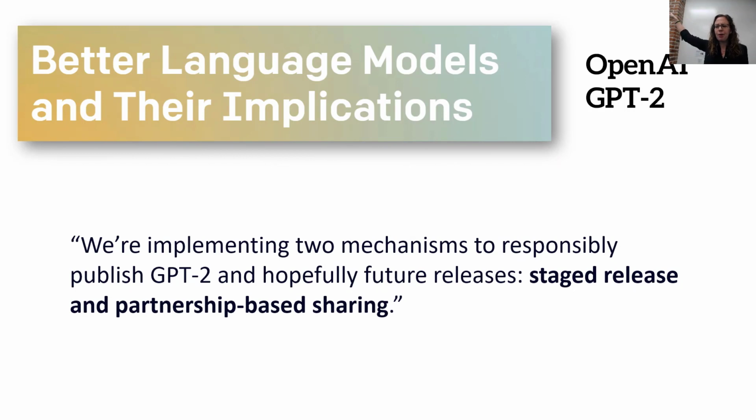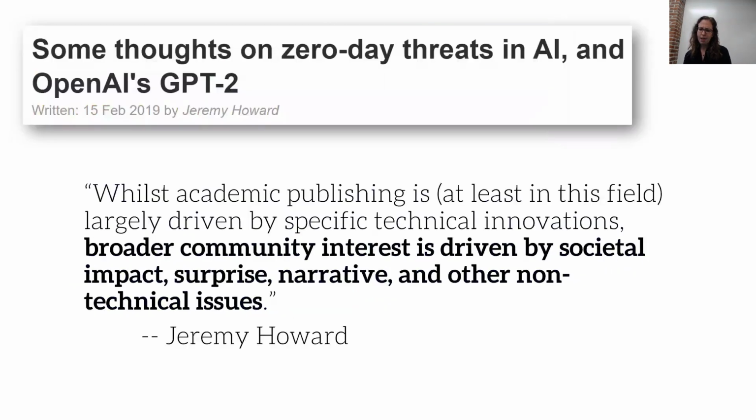This is from the OpenAI GPT-2 paper. They used two components, something called staged release. They announced the results and a smaller version of the model, and said they'd release more of the model later. They were trying to raise awareness of the risk, as well as partnership-based sharing, so people working on research around addressing these risks could have access to the model through partnerships with them.